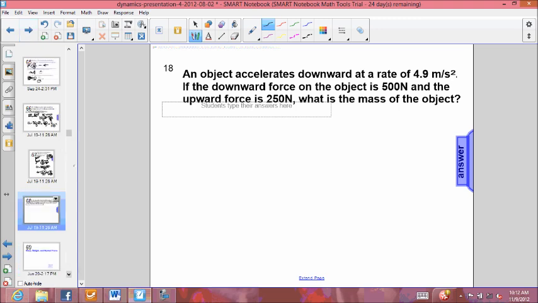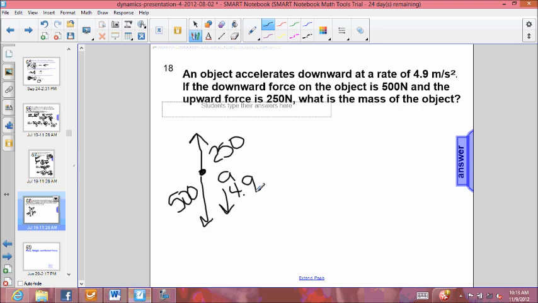All right, an object accelerates downward at a rate of 4.9 meters per second squared. The downward force on the object is 500 newtons, and the upward force is 250 newtons. What is the mass of the object? So now we've got our free body diagram, with 500 newtons going down, and an upward force of 250. And we know the acceleration is going down at 4.9.